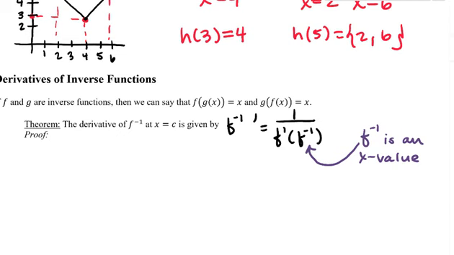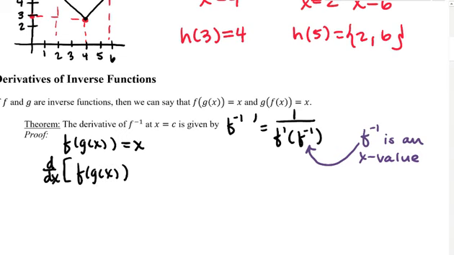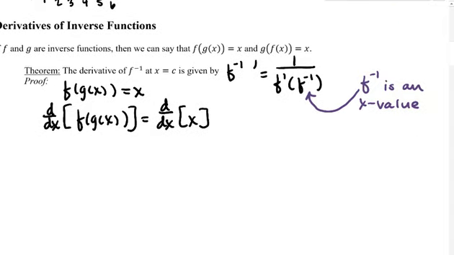What I'm going to do is start off with the fact that f of g of x is equal to x. And then I'm going to take the derivative of both sides. So the derivative with respect to x of f of g of x is equal to the derivative with respect to x of x. Now we know that the derivative of x is 1. And we know what the derivative of f of g of x is. That's what we did last time, chain rule. So that's going to be f prime of g of x multiplied by g prime of x.